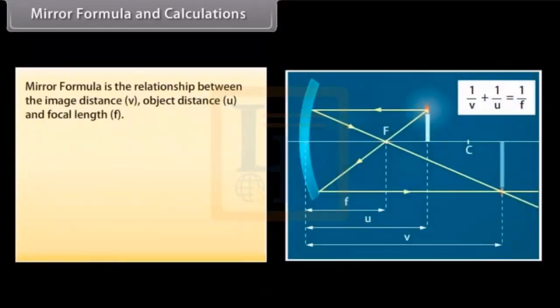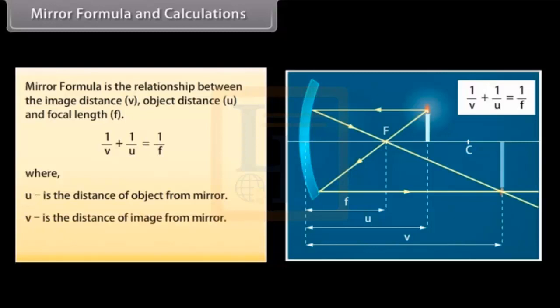Mirror formula and calculations. Mirror formula is the relationship between the image distance v, object distance u and focal length f. 1/v + 1/u = 1/f, where u is the distance of the object from the mirror, v is the distance of the image from the mirror, and f is the focal length of the mirror.